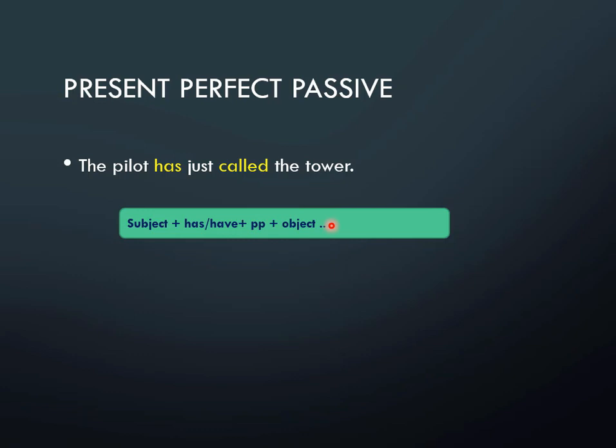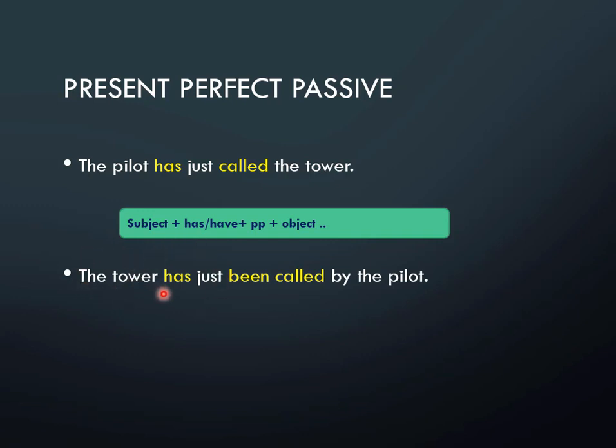Okay, how can we change this into passive? In this example, the word tower was at the end of the sentence. In the second sentence, we took the word tower to the beginning. Here's the active voice sentence, which starts with the subject, and this is the passive sentence, which starts with the object. We write the object at the beginning like this.